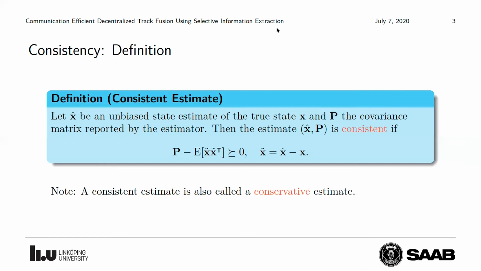An estimate x hat and P of a true state x is consistent if P is larger than or equal to, in the positive definite sense, the actual covariance. The actual covariance is given by this expectation value, where x tilde is the true error. A consistent estimate is also called a conservative estimate.